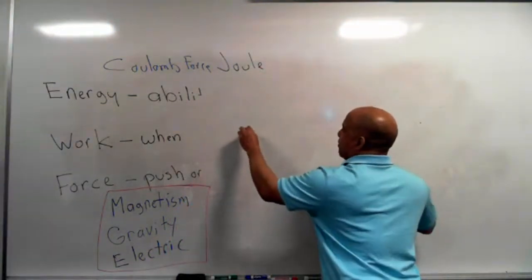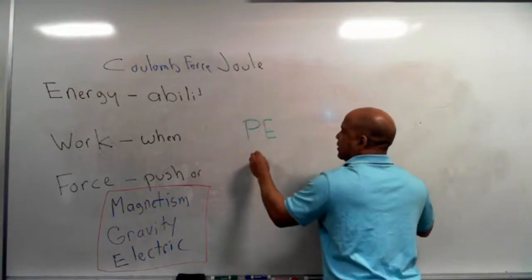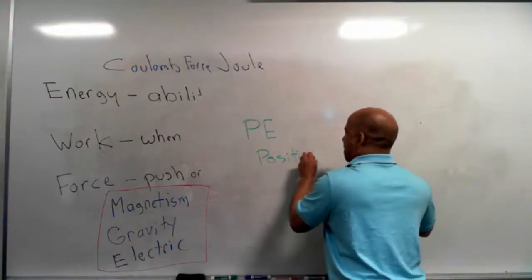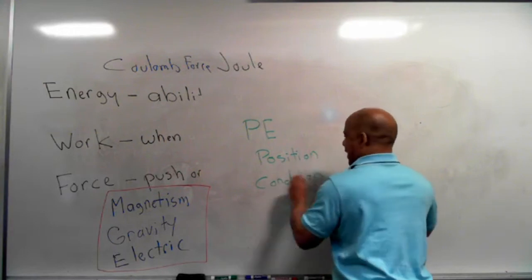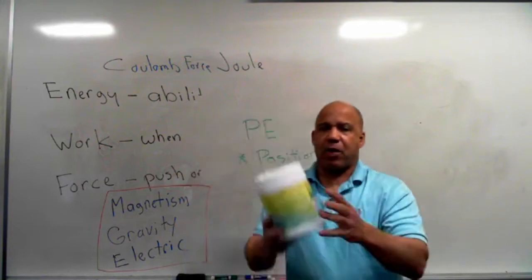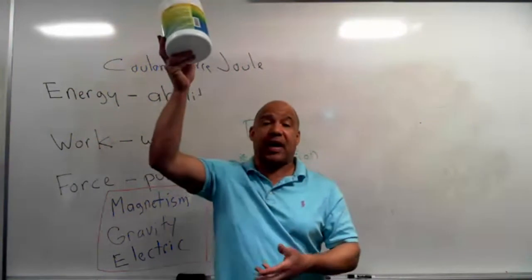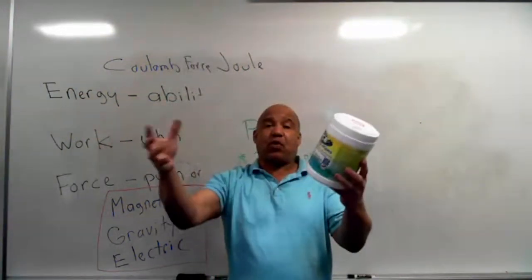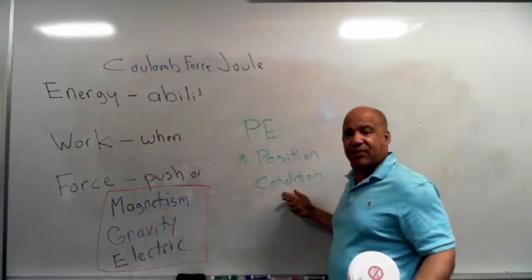So I mentioned PE is energy an object has because of position or condition. And I explained this one, that makes sense, that I have an object. If I raise it up, it has a certain amount of potential energy. If I want to give it more potential energy, I got two choices. I can raise it up higher, or I can make this more massive. Either way, I get more potential energy. But I never explained condition.